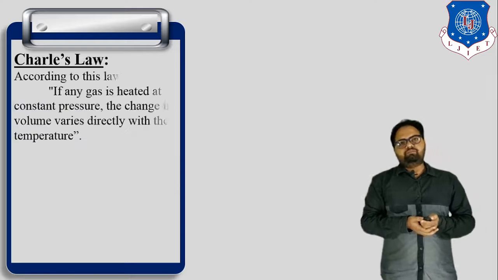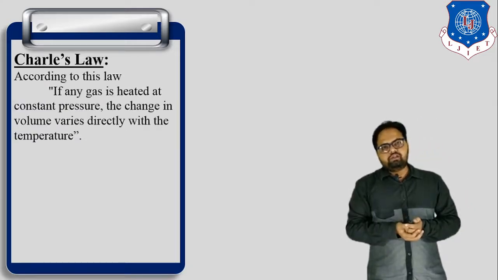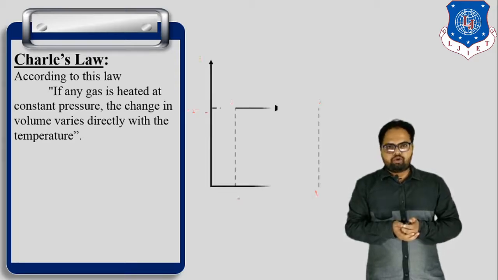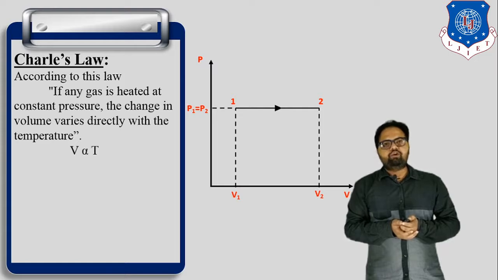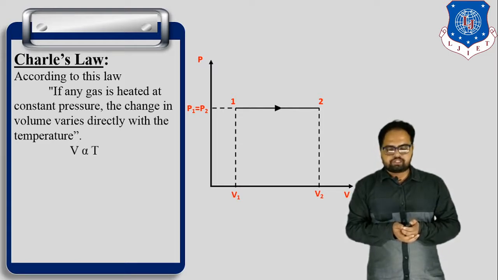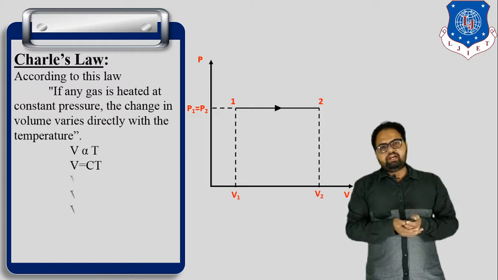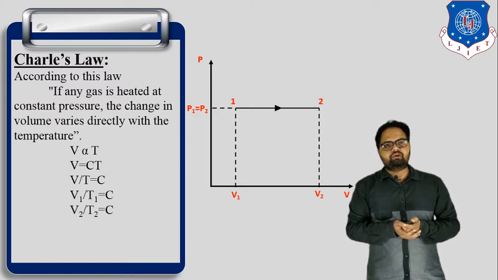Next is Charles law. According to Charles, if any gas is heated at constant pressure, the change in volume is directly proportional to its temperature. From Charles law, we can see that volume is directly proportional to its temperature while the pressure of the system remains constant. When we remove the sign of proportionality, a constant C is added, that is V is equal to C into T. We can rewrite this equation as V by T is equal to C.